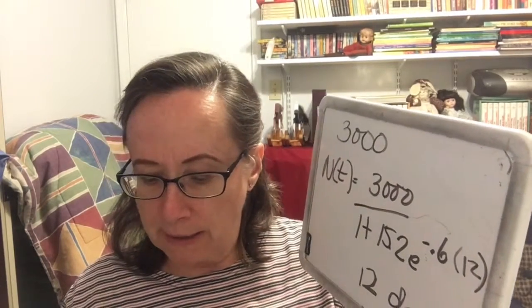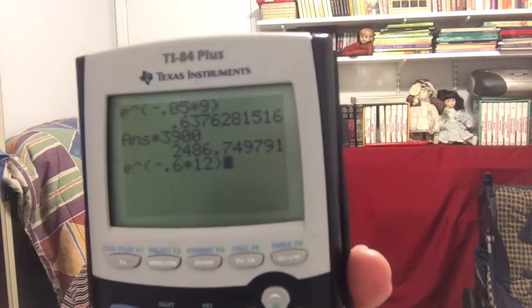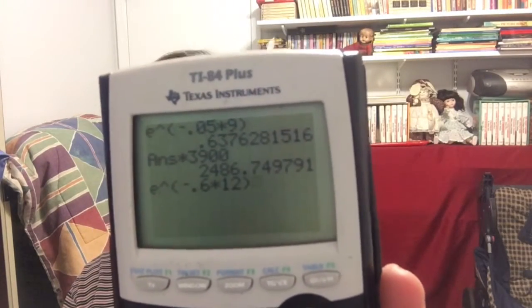The natural log button is my e button. Then I'm going to do negative. When you're doing a negative on your exponent, always use this key down there. Negative 0.6 times 12, close my parentheses. So there's my exponent onto my e. I'm going to hit enter, and then multiply that by 15.2. Then I'm going to add 1 to that.